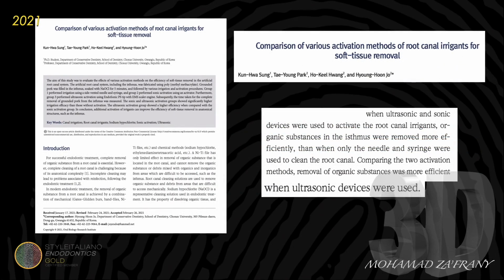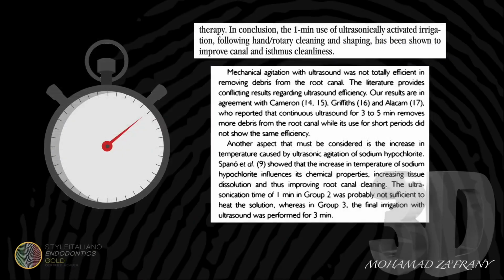Another recent research in 2021 compared various methods of irrigation activation and how effective the procedure is. The author concluded that when ultrasonic and sonic devices were used to activate root canal irrigant, organic substances in the isthmuses were removed more efficiently than when only needle and syringe were used to clean the root canal system. Some studies recommend ultrasonic activation to be 1 minute. Other studies recommend 3 to 5 minutes. Whatever the time, the importance of ultrasonic activation is already proved.